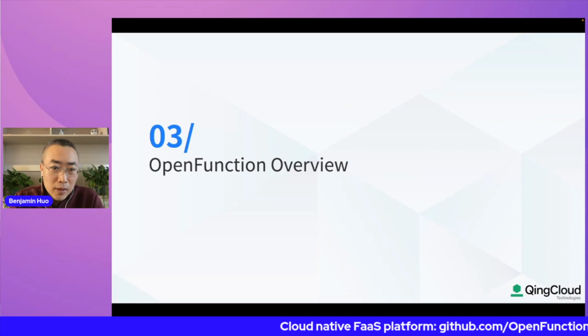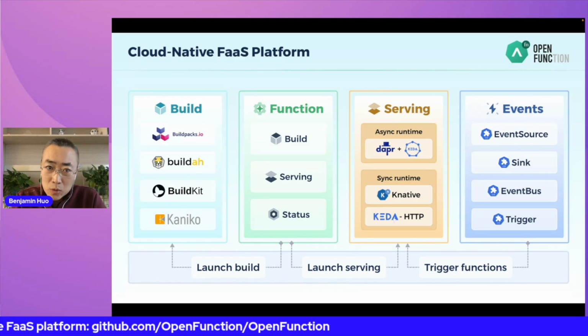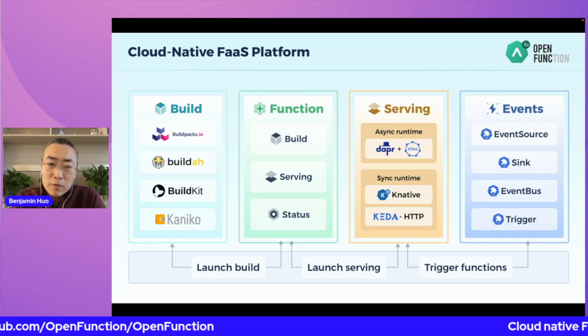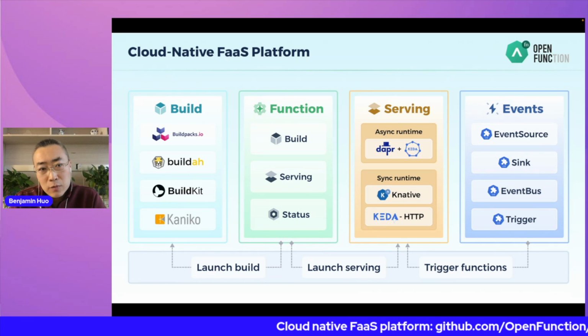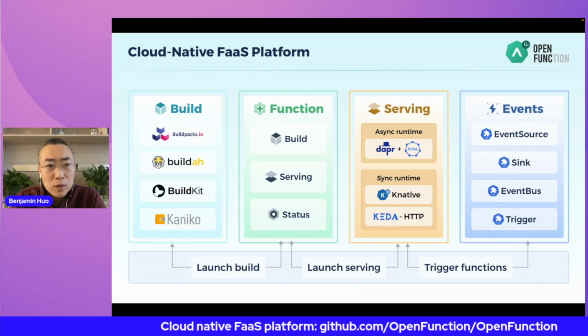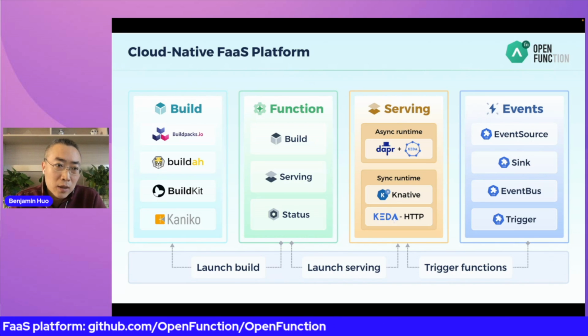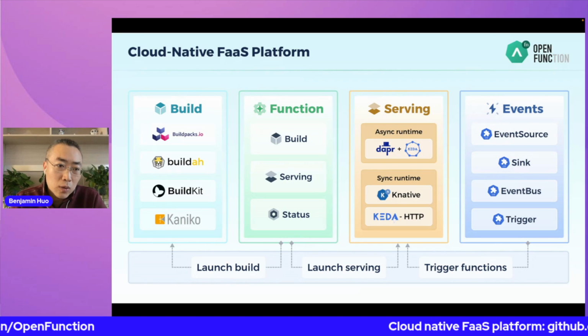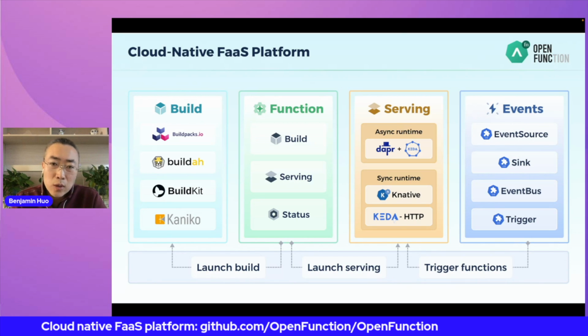And let's come to an overview of OpenFunction. OpenFunction actually has three components. It's defined by the Function CRD, and the first component is the build. OpenFunction uses Shipwright to manage Tekton to build the function source code into OCI compliant container images. Once the image is ready, it will be deployed to the serving runtime.